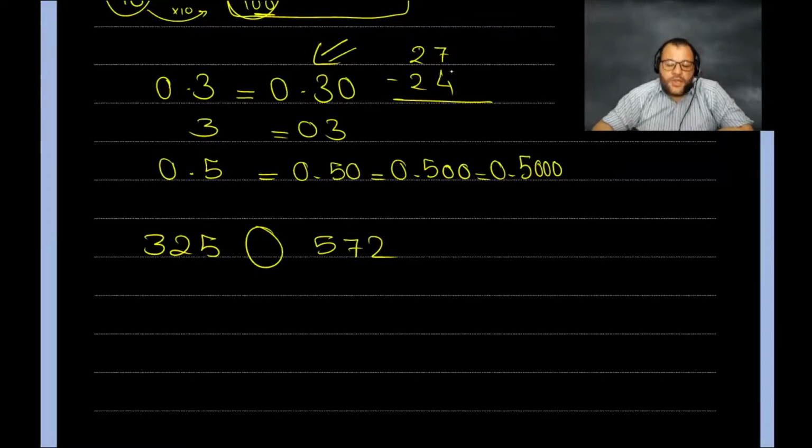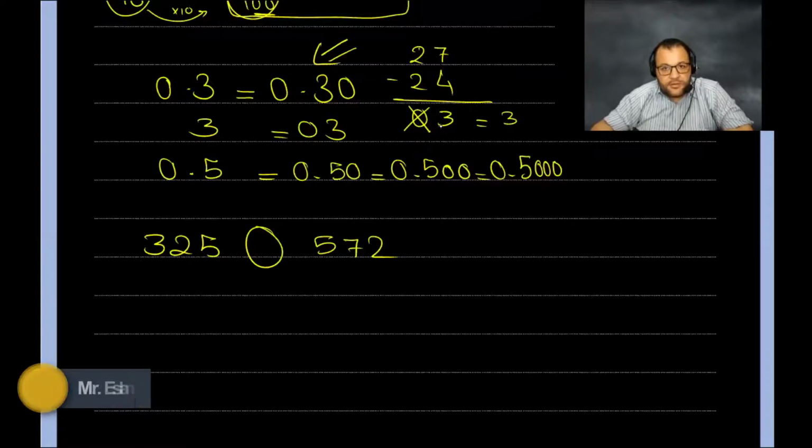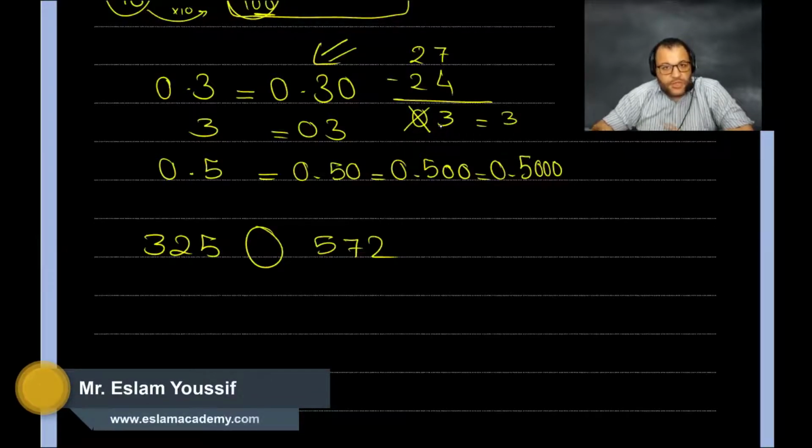27 minus 24 equals 3. Yes. 2 minus 2 equals 0. But you said that the answer is equal to 3. Is that right? Yes. Why did you say that? Because 0 at the left of the number has no meaning. It doesn't affect the number. Is that right? Yes. So that is the first one. You understand it?